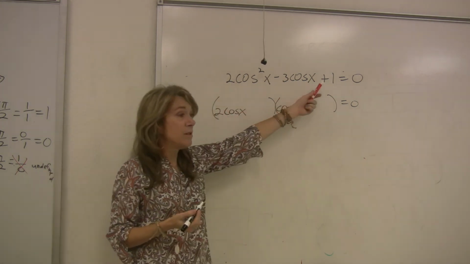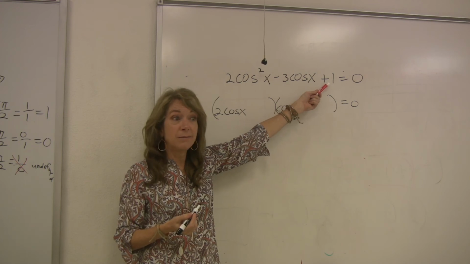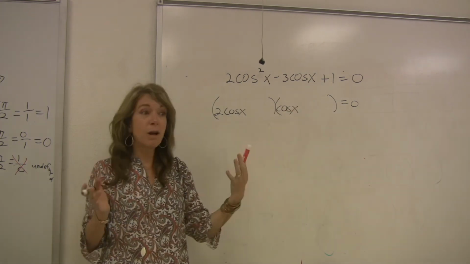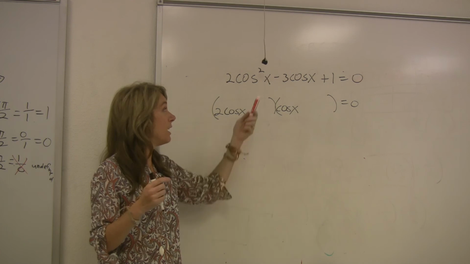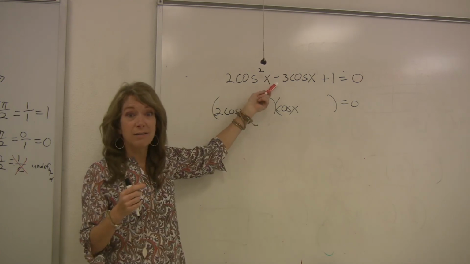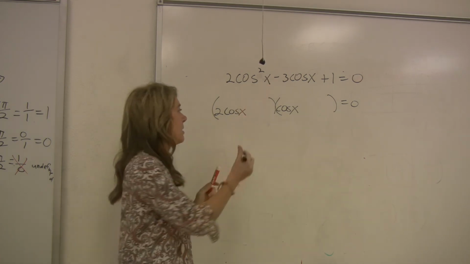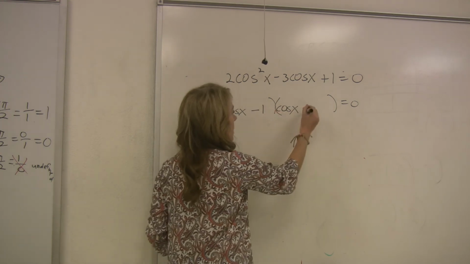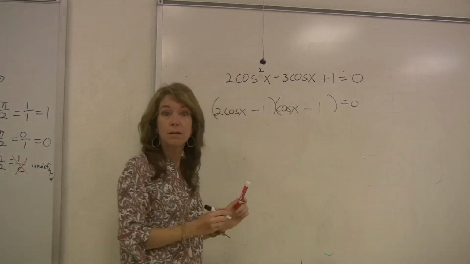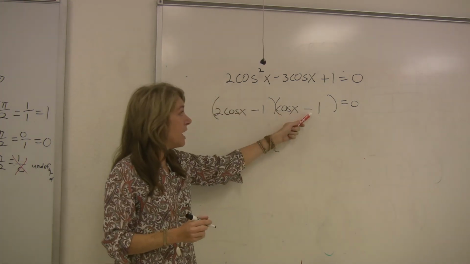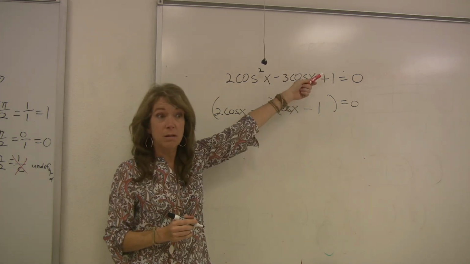I now need two numbers that multiply out to be +1. My only options are 1 and 1. But then I look here to decide what to do with the signs. Since this has to come out negative, that means I must need -1 and -1. -1 times -1 still gives me +1.